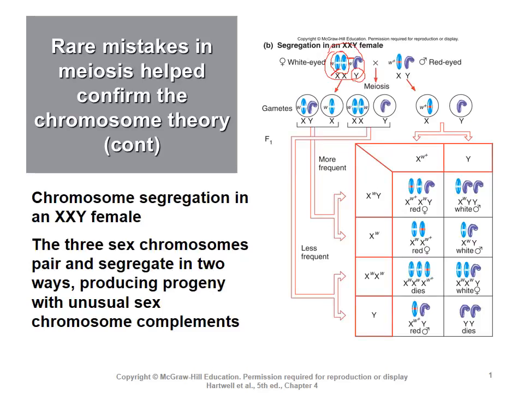But the other scenario is that the X and Y align together in very rare cases, and this will produce another two types of gametes, the XX together and the Y chromosome. And if we get XY from a father, a normal male, we will get different combinations of products.